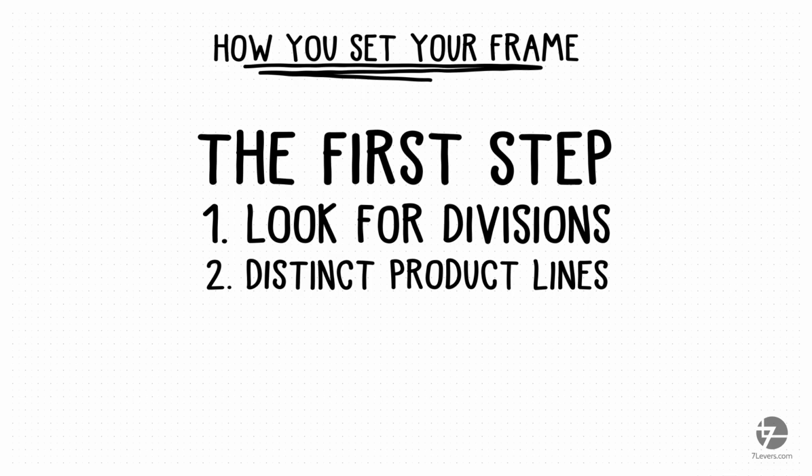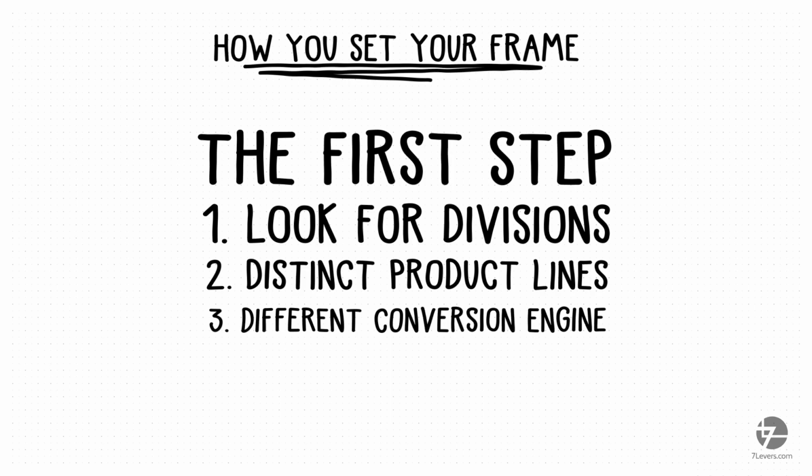If we drill down into that idea of looking at the sales funnel, we can be a little bit more granular. So if you don't have the most obvious divisions of a distinct cost center or distinct product lines, then you can look at things like, do you have a different conversion engine? So do you have a different way that you transact with customers in different parts of your business? In distinct businesses like retail and e-commerce and service-based businesses, then you might have more obvious differences.